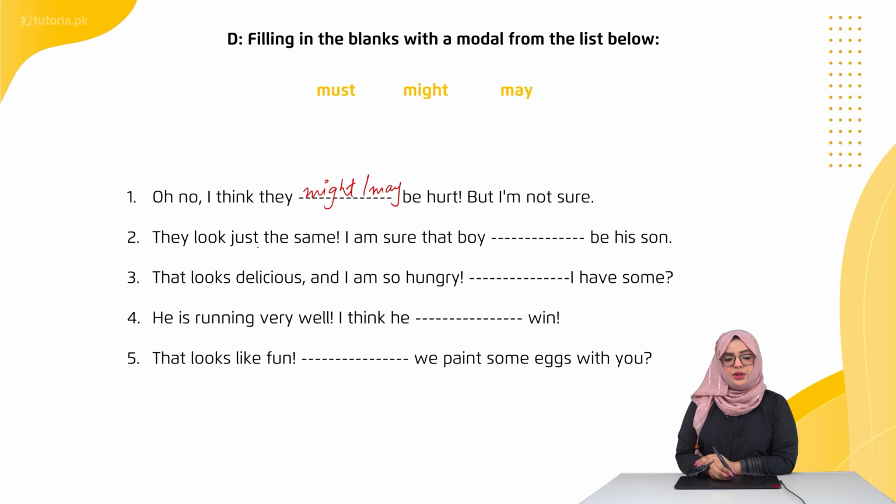Second is, they look just the same. I'm sure that boy must be his son. Third is, that looks delicious and I'm so hungry. May I have some? Fourth is, he is running very well. I think he may win. Fifth is, that looks like fun. Blank, we paint some eggs with you. May we paint some eggs with you?